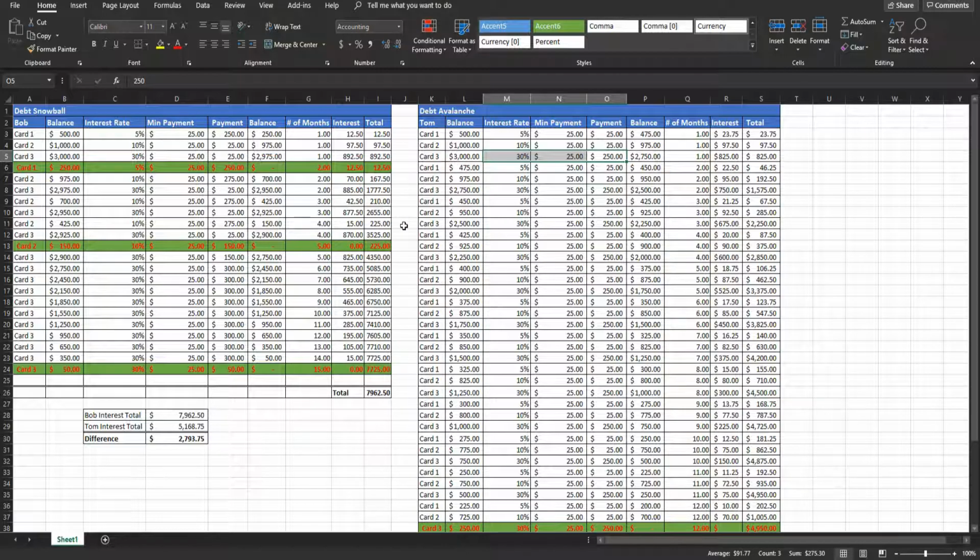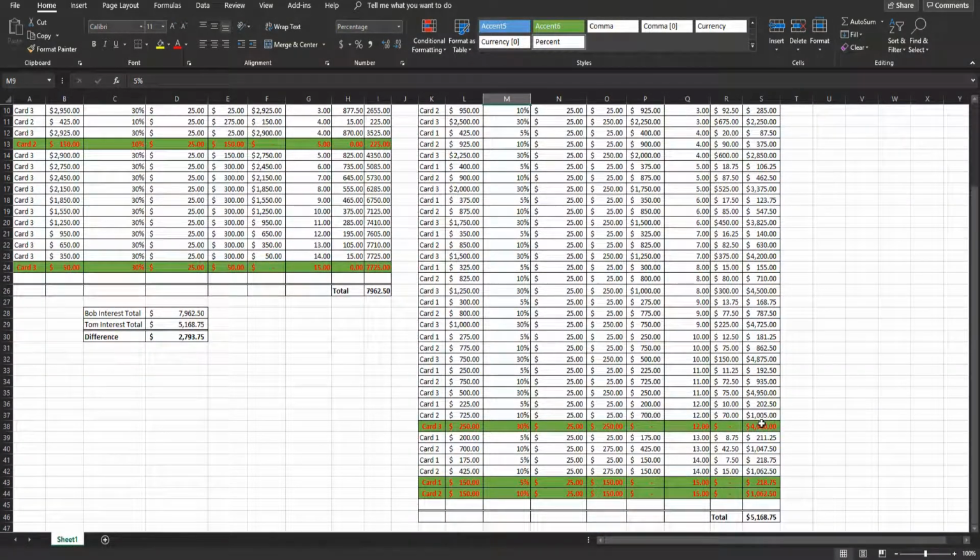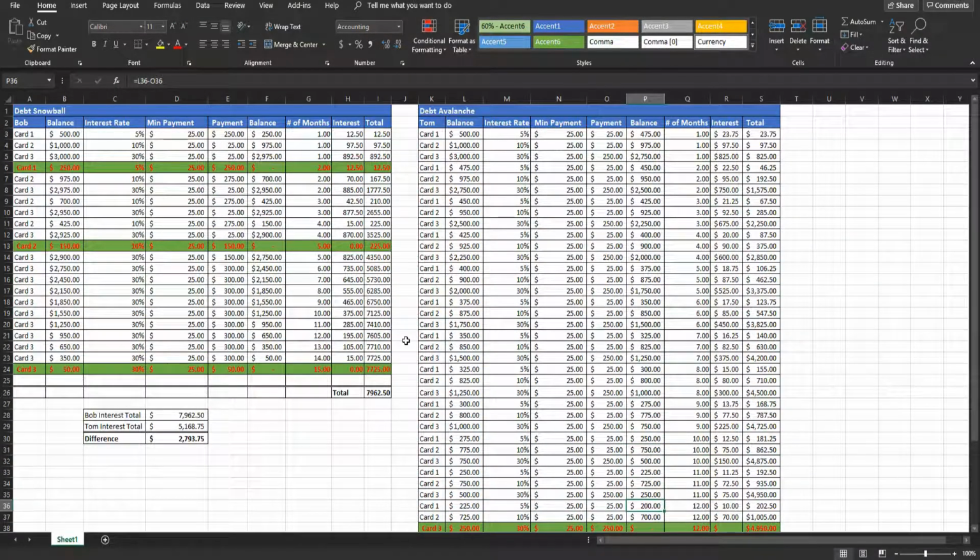So here's the main difference. First off, it takes Bob 2 months to pay off his very first credit card, versus Tom, it takes Tom 12 months to pay off the first card. Now, if you're a person who needs that motivation and likes to see the progress, this is where the Debt Snowball is going to shine. It's going to keep you motivated. It's going to show that you've taken a few steps forward and you're setting your financials on the right path.